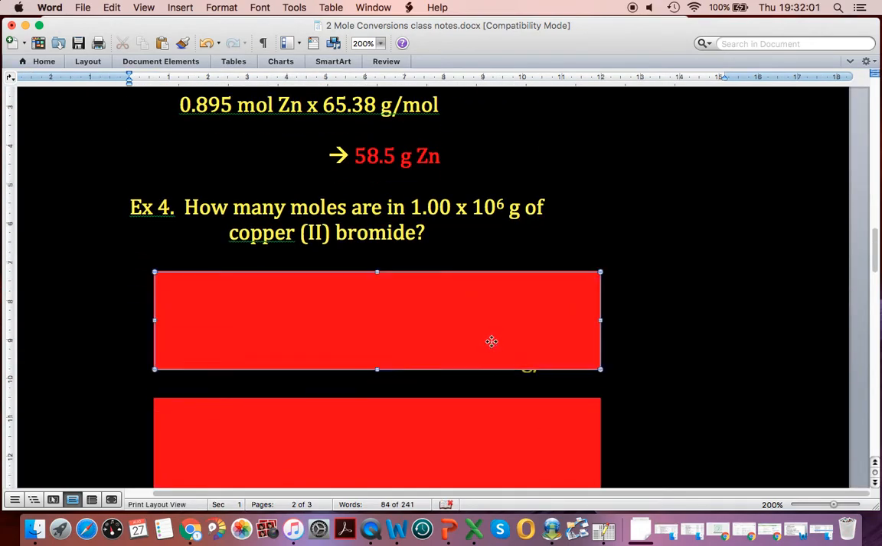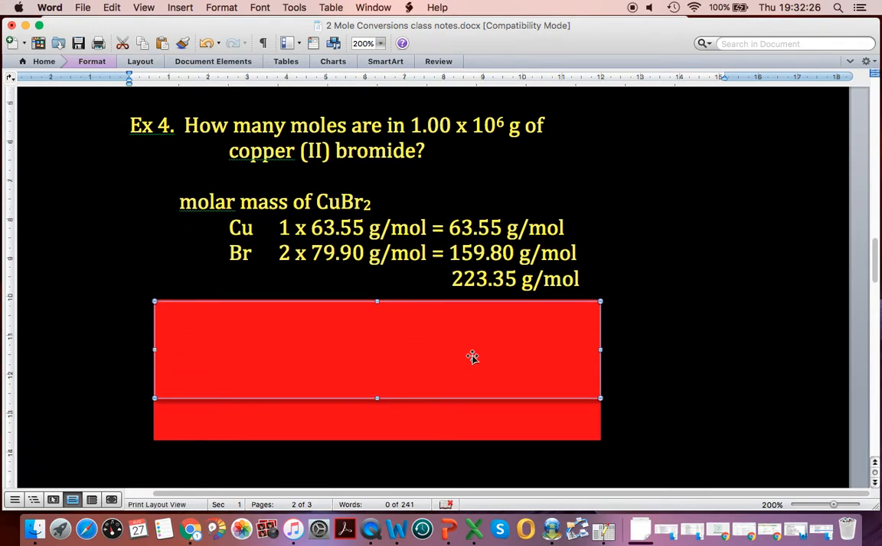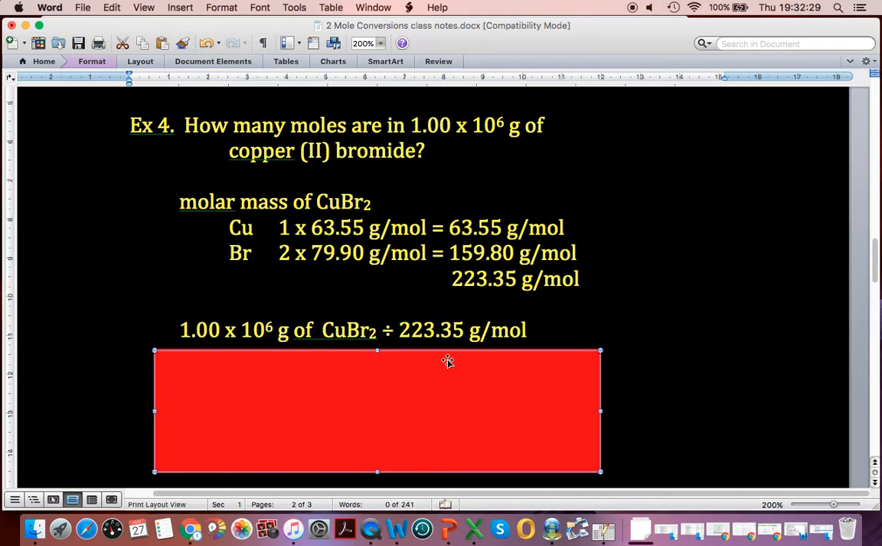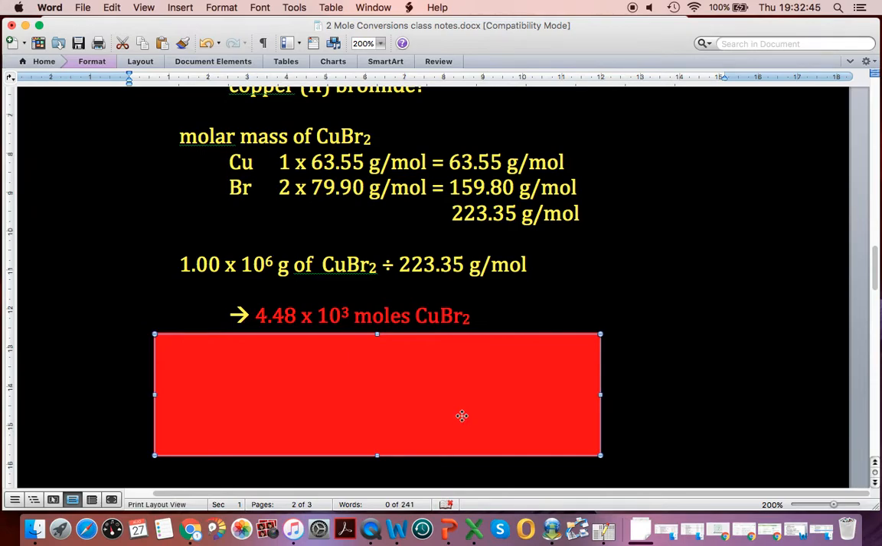Now, next one's going to be a pain. And the pain is we don't have an element. It means we've got to, first of all, figure out the formula for copper 2 bromide, CuBr2, and then we have to get its molar mass. So there's how we get our molar mass of copper 2 bromide. 223.35 grams per mole. Then we're going to write down this number of grams, and if we're heading to Moleville, we know that we have to divide. So we're going to take this number given in the question, 1,000,000 grams of copper 2 bromide, and we're going to divide by this number of grams per mole, and we know we have to get a number way bigger than 1. And in fact, it's almost 4,500 moles of copper 2 bromide.